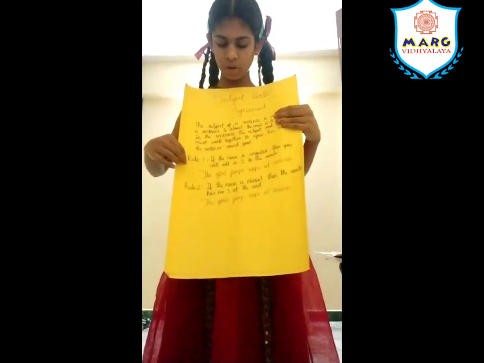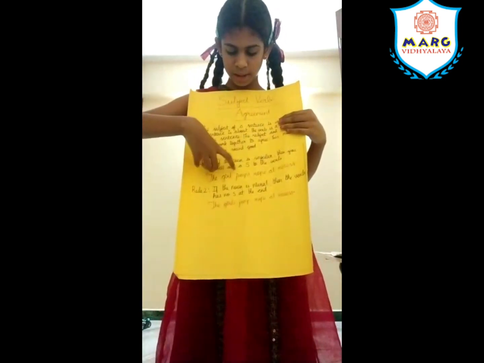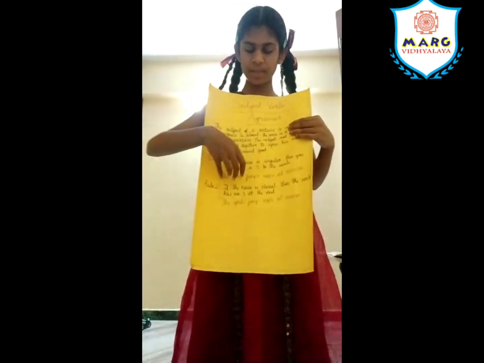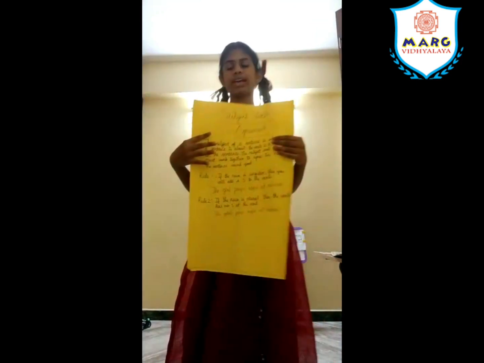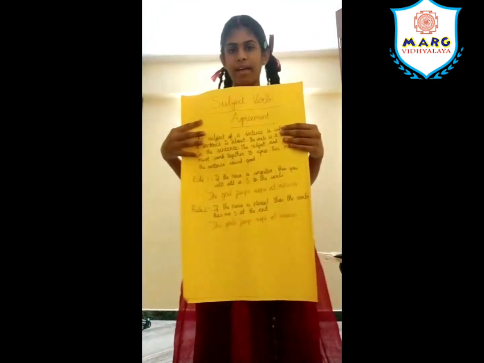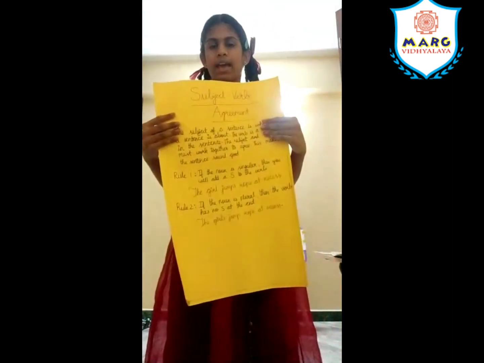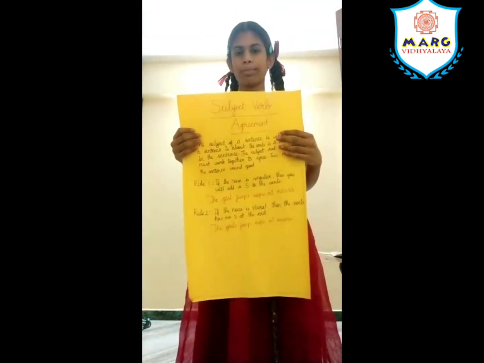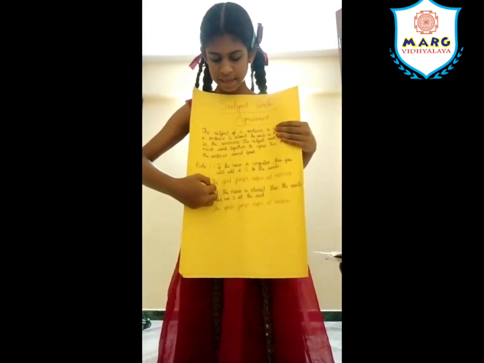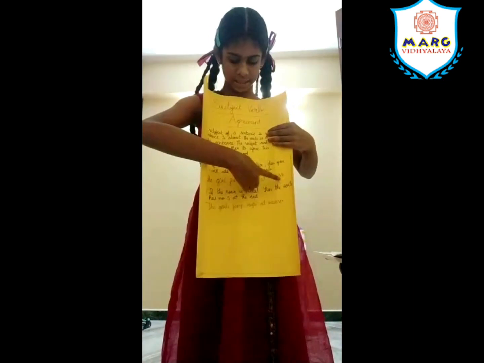We have some rules as per the singular and plural of the sentence. Now let's go into it. Rule 1: If the noun is singular, then you add an s to the verb. For example, the noun dog, and the verb bark, so we add s to the verb. The dog barks at me. This is the example. And what is written here is: The girl jumps rope at recess.